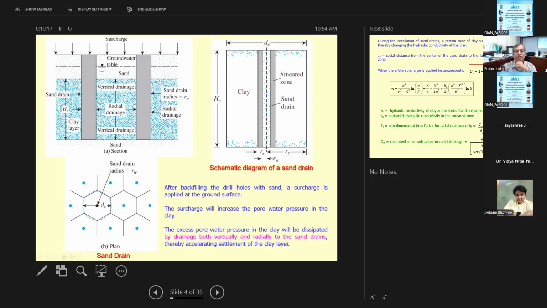So this is like a triangular pattern. You see here, this is the triangle. So this is a triangular pattern, but you can find out the equivalent diameter. So for one sand drain, how much area is it going to cover?